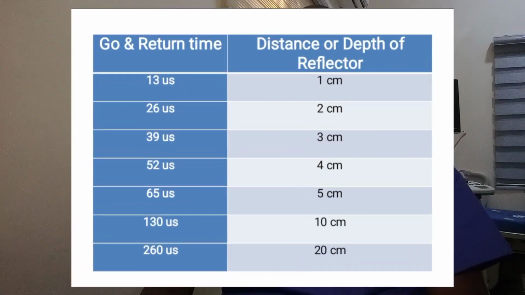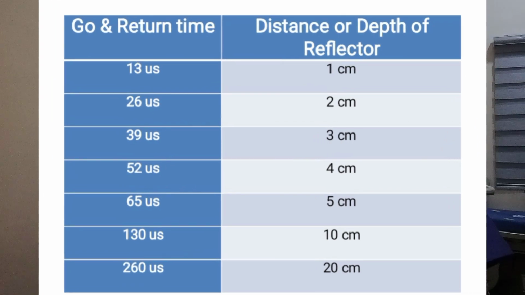Now this table shows us the go-return time on distance or depth of the reflector. So in soft tissue, like we just said, every 1 centimeter, the go-return time is 13 microsecond. Every 2 centimeter is 26 microsecond. Every 5 centimeter is 65 microsecond. And every 206 microsecond is 20 centimeter distance covered.